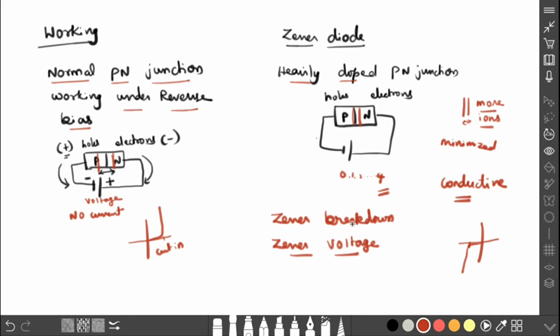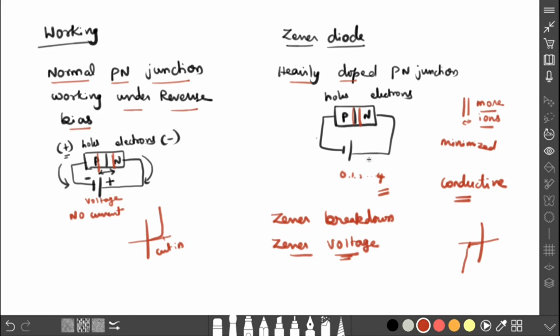In this case, only at a particular voltage does the current start increasing. The value of the Zener voltage is properly adjusted at the time of manufacturing by the proper concentration of doping. How much it should be doped, they decide during manufacturing, and accordingly they adjust the concentration. So this is the working of the Zener diode.